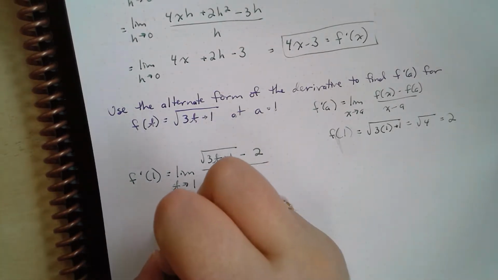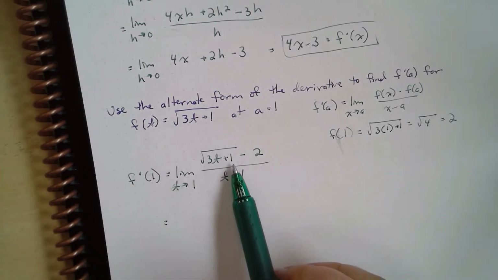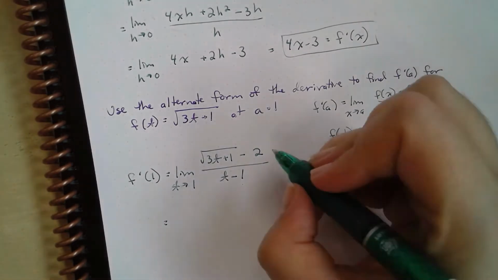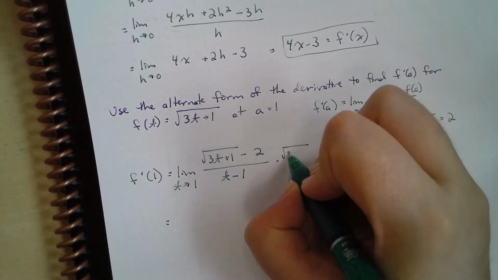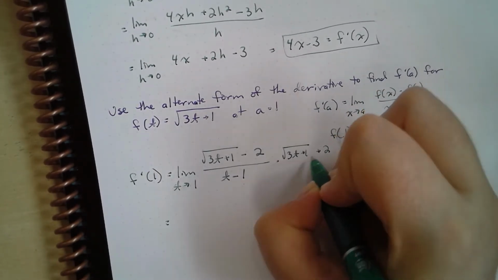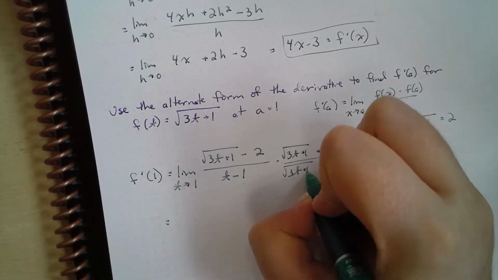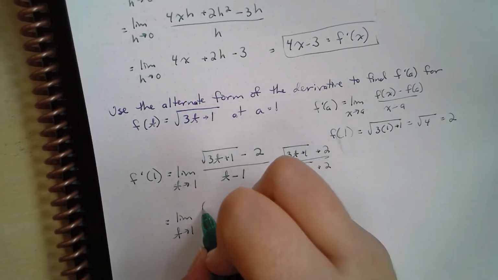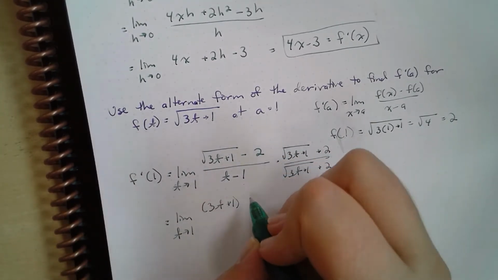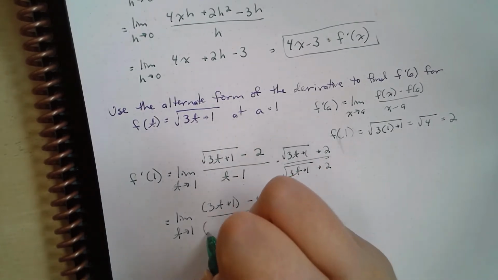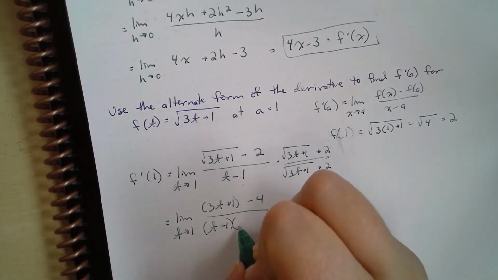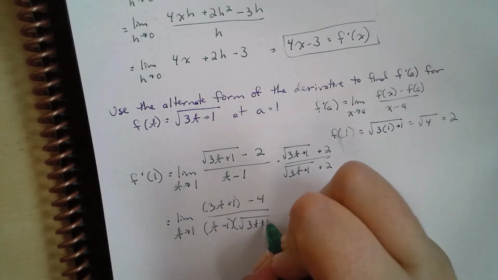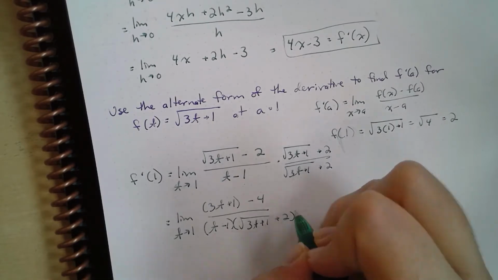So now we can kind of just work through this and solve. We've got (square root of 3t plus 1 minus 2) over (t minus 1). I kind of want to get rid of this radical as best as I can. I'm going to multiply by the conjugate, (square root of 3t plus 1 plus 2) over (square root of 3t plus 1 plus 2). So now I have the limit as t approaches 1 of (3t plus 1 minus 4) over (t minus 1) times (square root of 3t plus 1 plus 2). All right, so far so good.